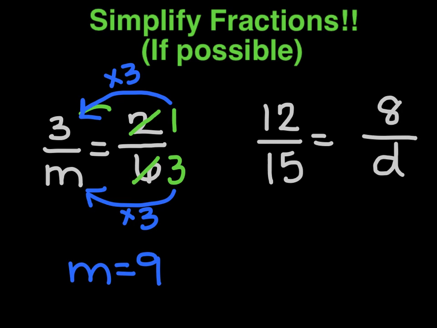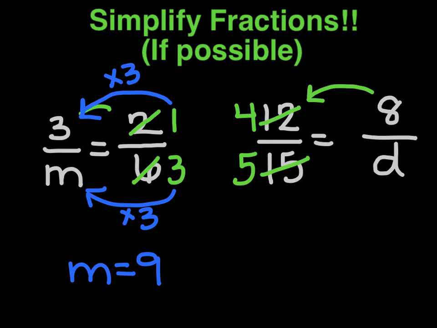The second example, 12 is to 15, as 8 is to d. Again, notice there's no easy relationship between 8 and 12. You can't multiply by 2 or divide by 4. However, if you look at 12 over 15, you might realize that you can simplify both of those by 3. If you divide both of those by 3, 12 becomes 4 and 15 becomes 5. And this is okay because that is just a fraction. We would always encourage you to simplify a fraction.